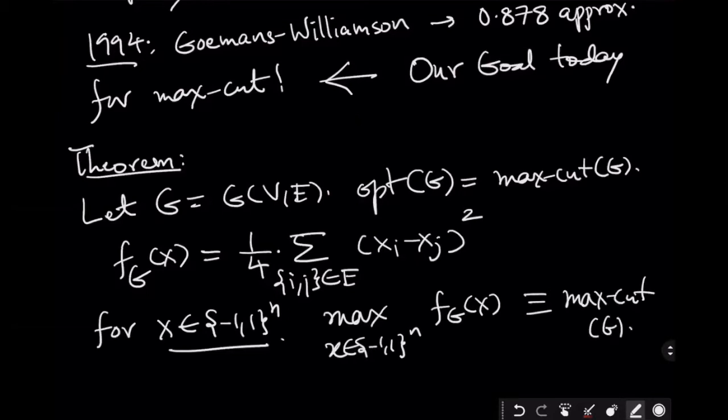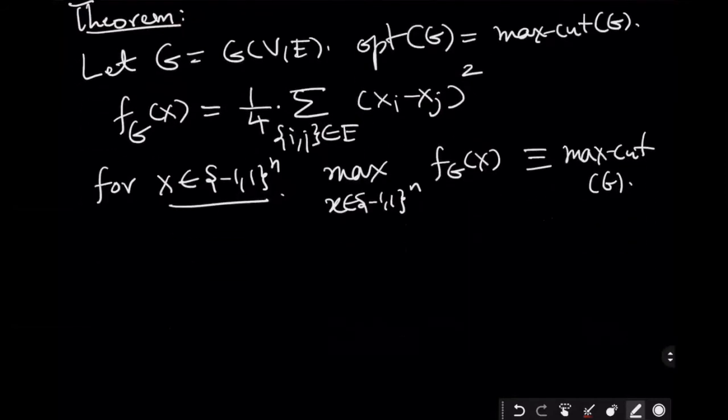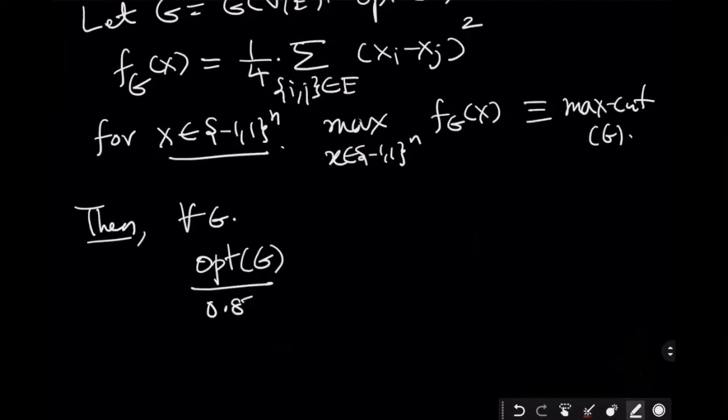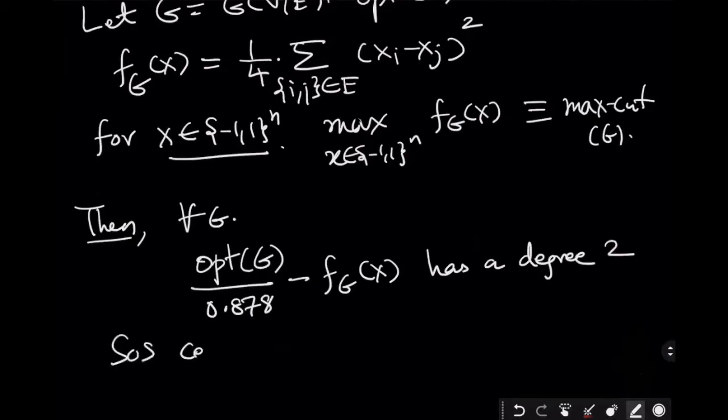Good. So what are we going to prove? We're going to prove that for all G, and I'm going to phrase it a bit awkwardly, but I'm going to interpret it for you in a second: opt(G) over 0.878 minus F_G(X) has a degree 2 SOS certificate.